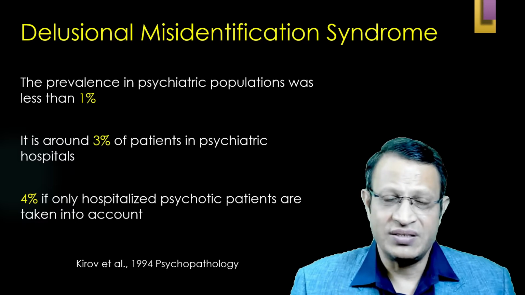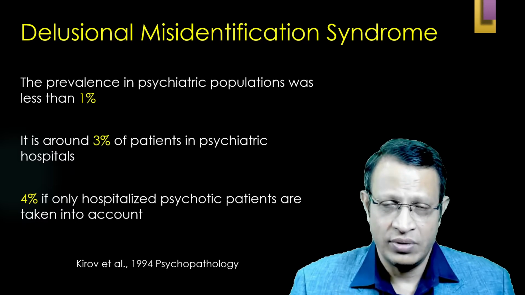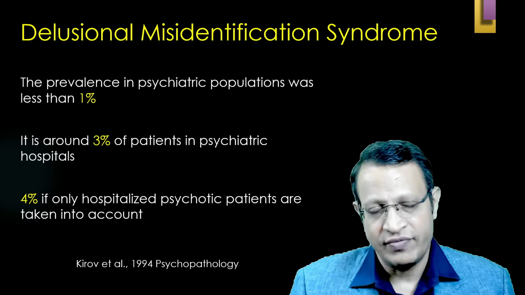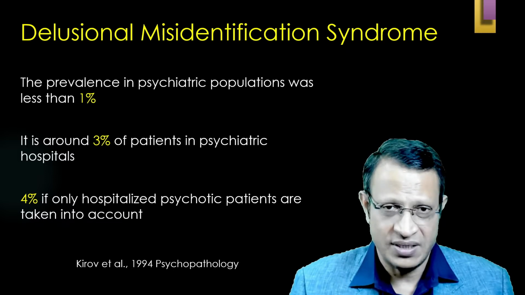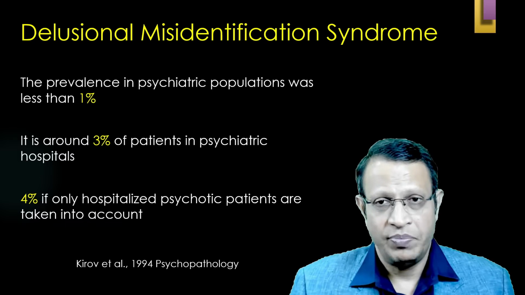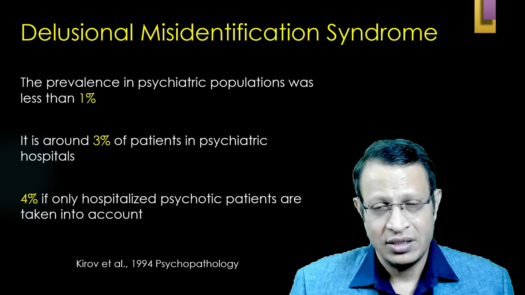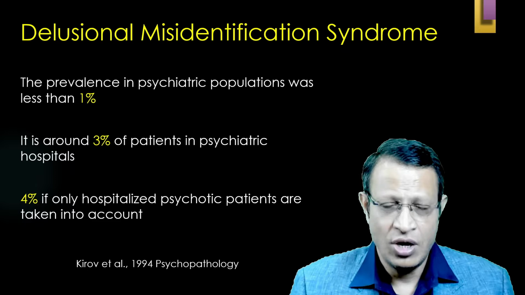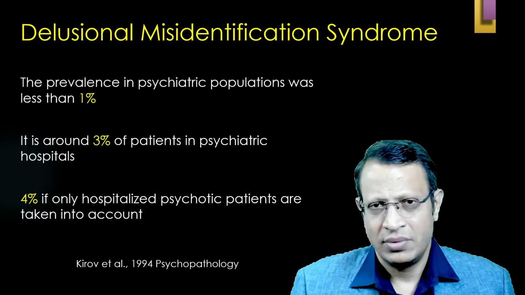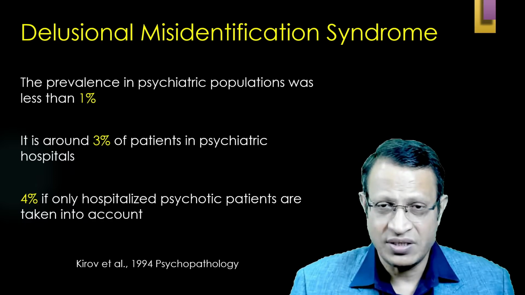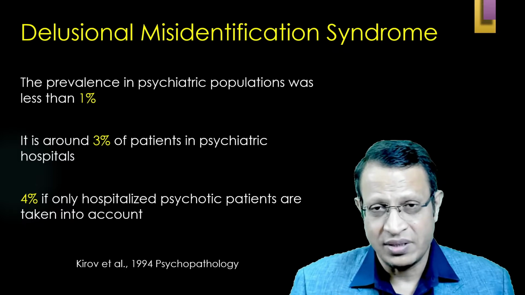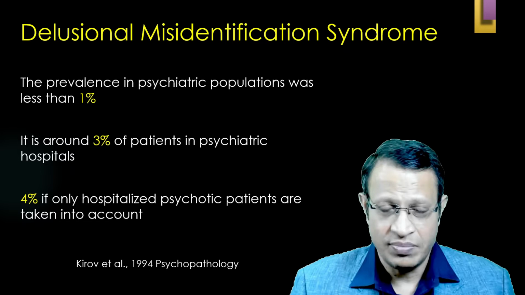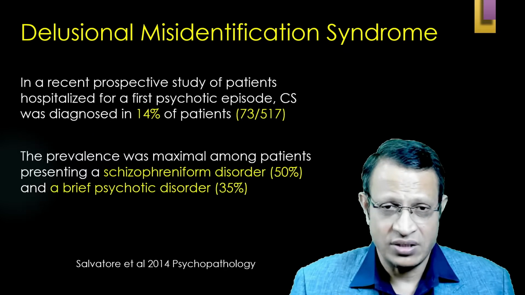The prevalence of delusional misidentification syndrome in the psychiatric population is less than 1%. But in the inpatient population, it is 3%. And if you look at the patients who are psychotic, the percentage becomes 4%. Although it is a rare syndrome, in psychotic patients it becomes 4%, and for family members, it becomes miserable. That means they suffer a lot.